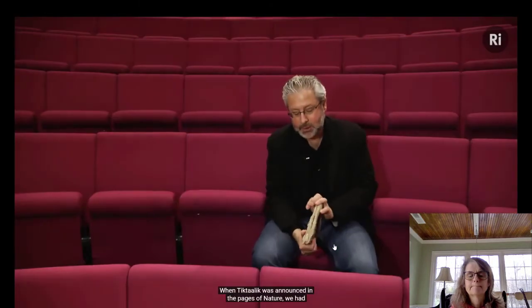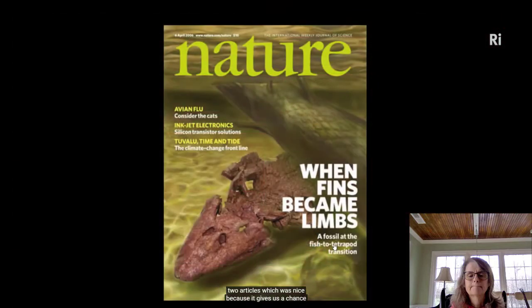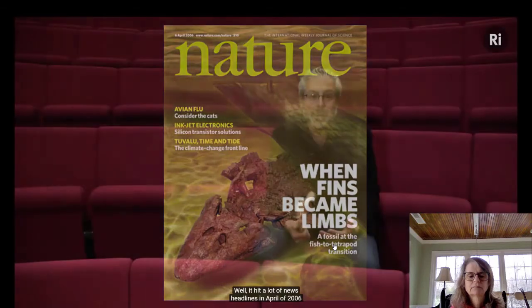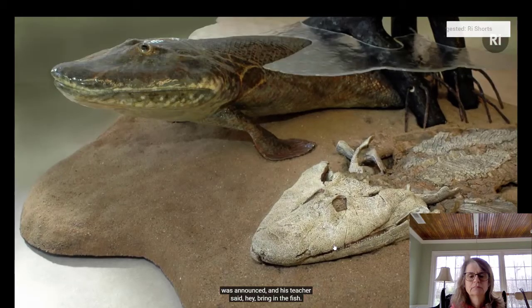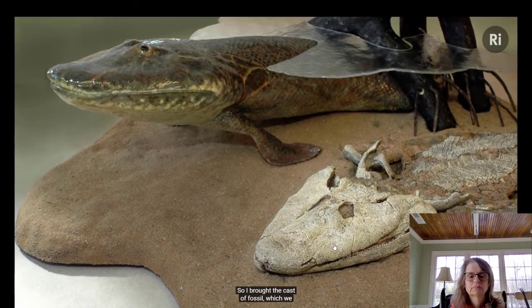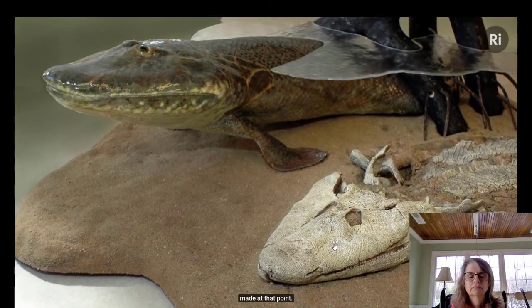When Tiktaalik was announced in the pages of Nature, we had 2 articles, which was nice because it gave us a chance to do a lot of description, basic description of the creature. Well, it hit a lot of news headlines in April of 2006 when it came out. So much so, I was dropping my son off at school the day it was announced, and his teacher said, "Hey, bring in the fish." So I brought the cast of the fossil, which we had made at that point. I remember showing it to the kids, and I said, "Hey guys, what do you think it is?"